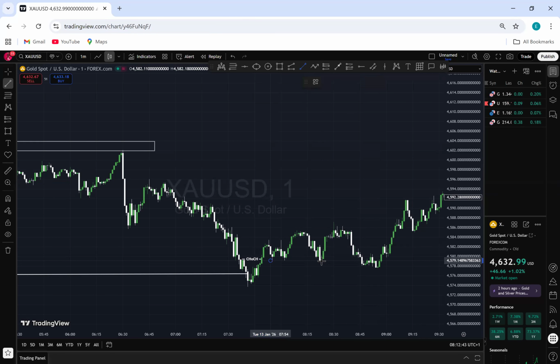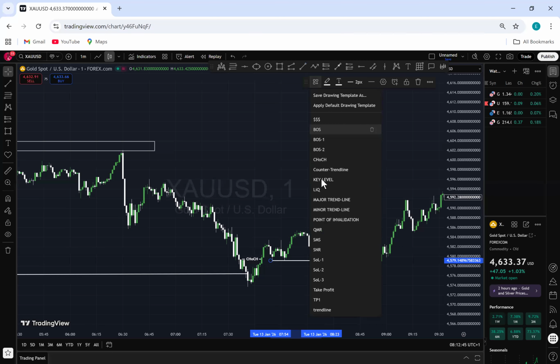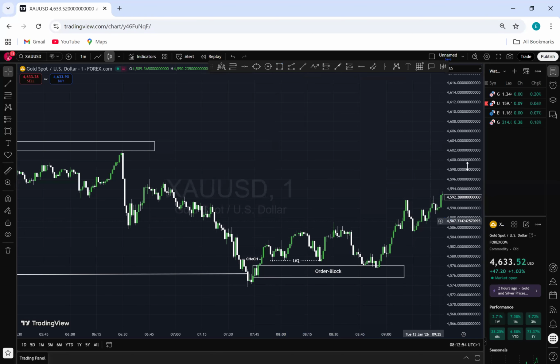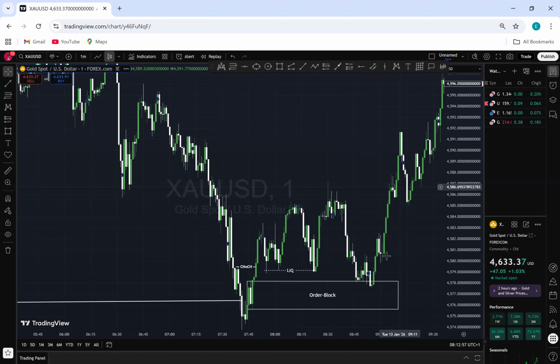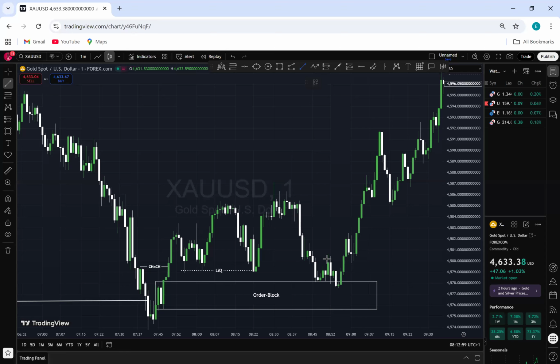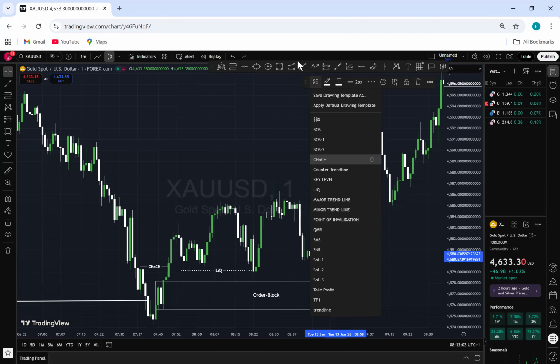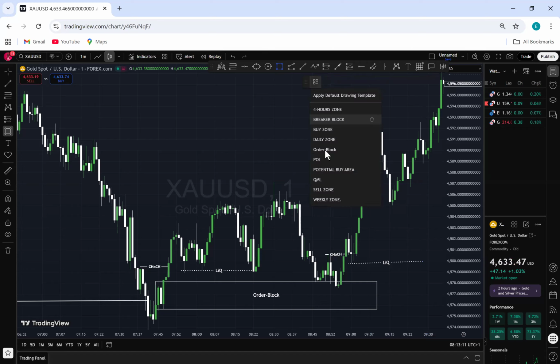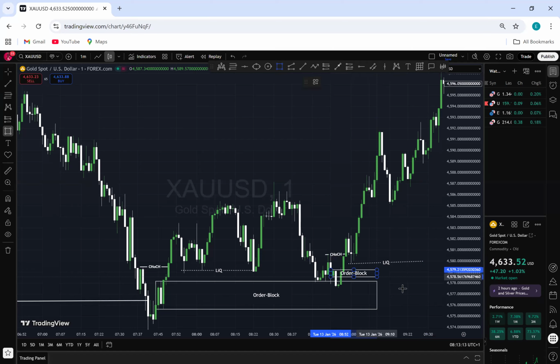Liquidity here. And then an order block here. So following storyline, you would get a change of character here. Liquidity resting here. And then an order block here.